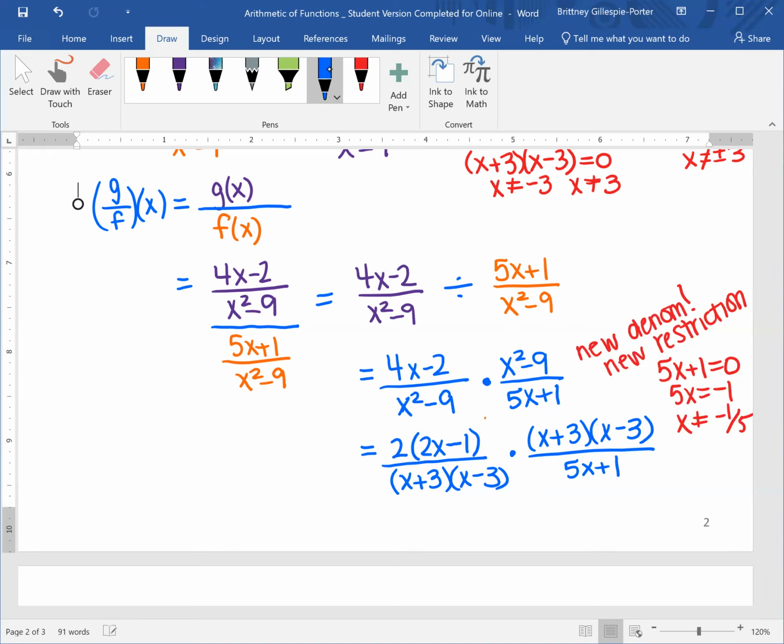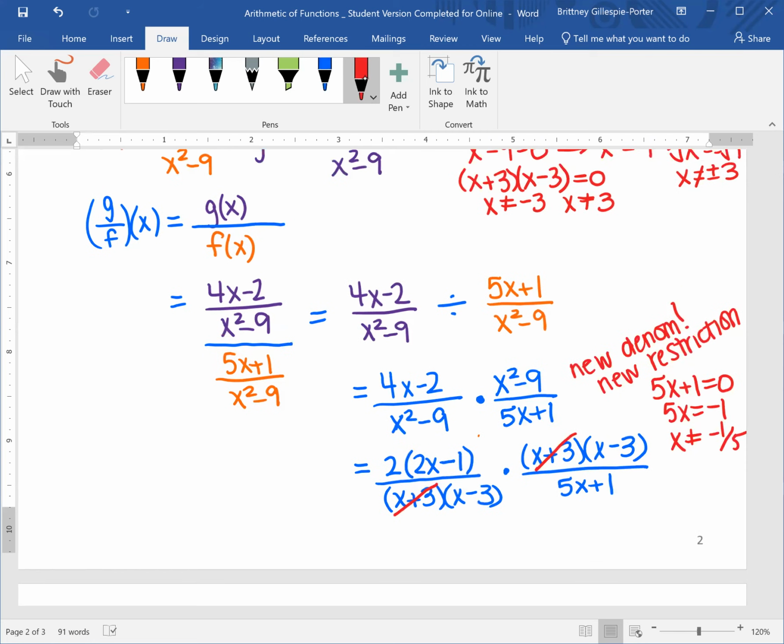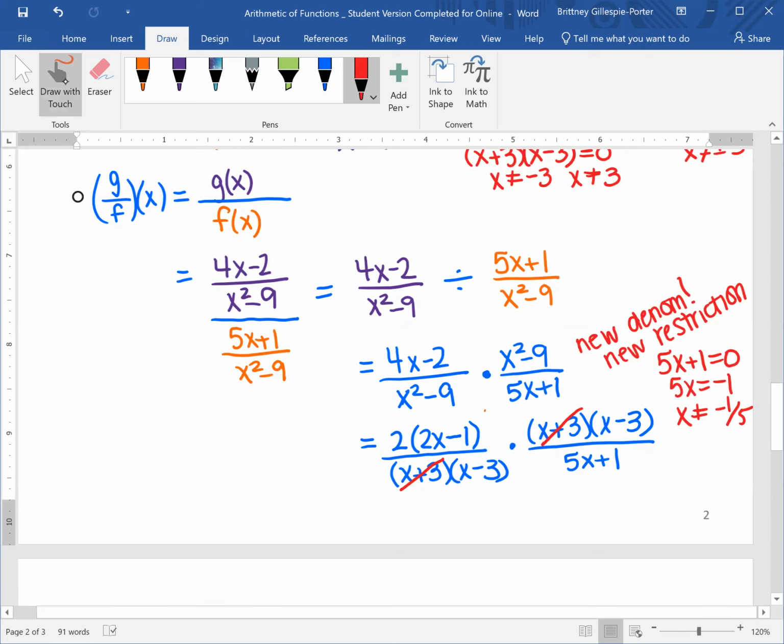And now we can get rid of anything that shows in both a numerator and a denominator, so both a top and a bottom. The x plus 3 shows up in the bottom of the first fraction and top of the second. Same thing with the x minus 3. Which means the x minus 3's are gone. There's nothing else that'll cancel.